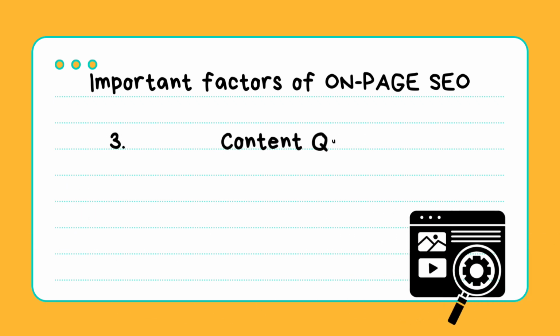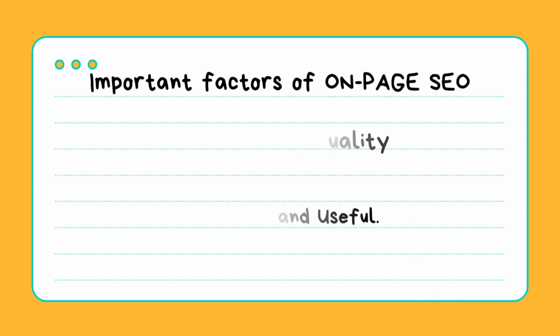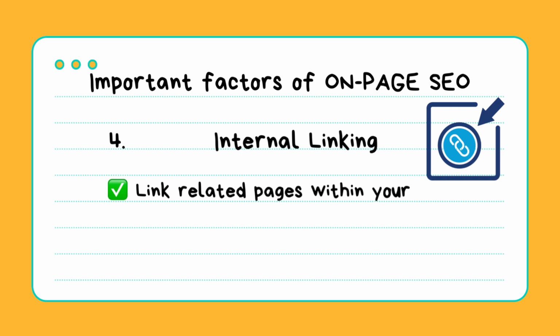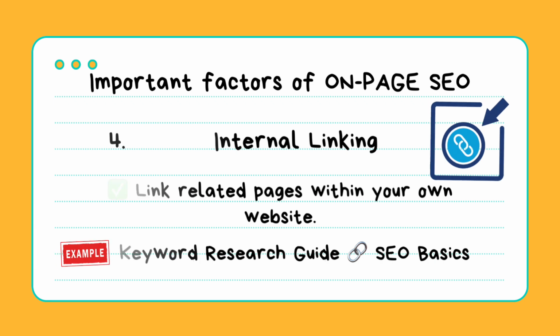3. Content quality. Your content should be informative, detailed, and useful. Google prefers pages that genuinely help users solve their problems. 4. Internal linking. Link related pages within your own website. For example, if you have a page about SEO basics, you can link it to your keyword research guide. This helps both users and search engines navigate your website easily.